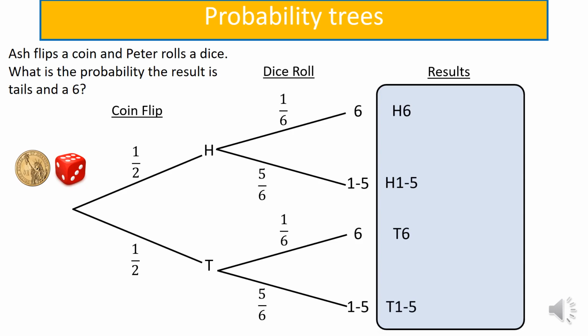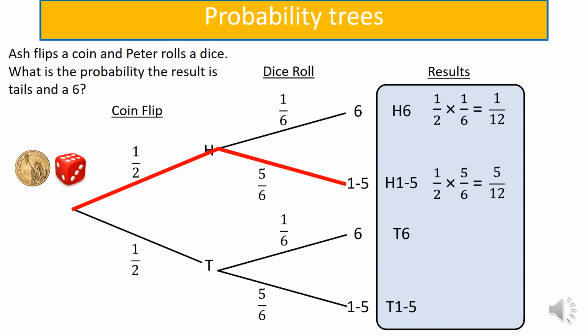Now to find the probability of getting heads and a 6, we need to go along these two branches. So I need to multiply the two probabilities: a half times a sixth, which gives me 1 over 12. To find the probability of getting heads and a number from 1 to 5, I need to go along these two branches. So I multiply a half and 5 over 6, and we get 5 over 12.